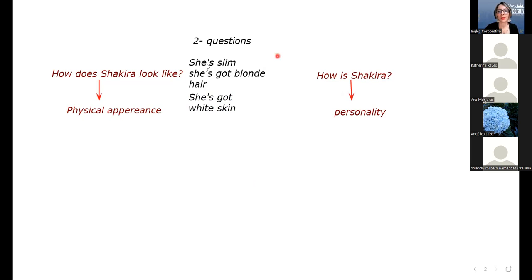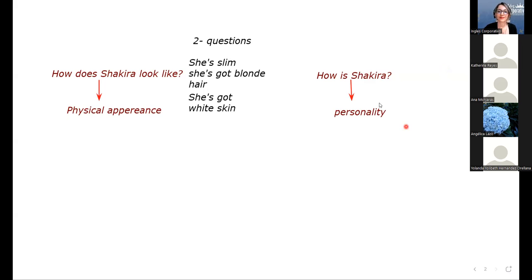Now, if you want to know about her personality, you have to ask this question. How is Shakira? We don't know her, right? So we're going to create some conclusions. Lisette, how is Shakira? Imagine Shakira is your best friend or a relative. So Lisette, how is Shakira? Are you there, Lisette? Or maybe she's not there.